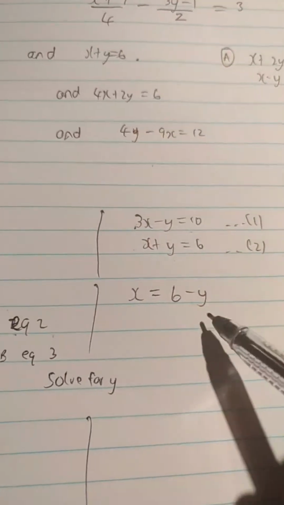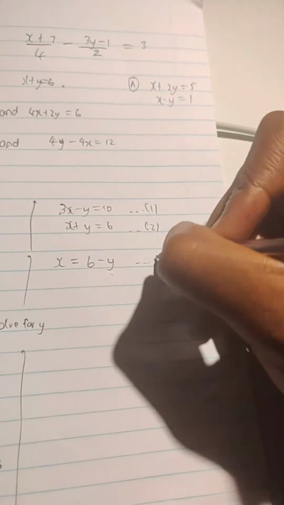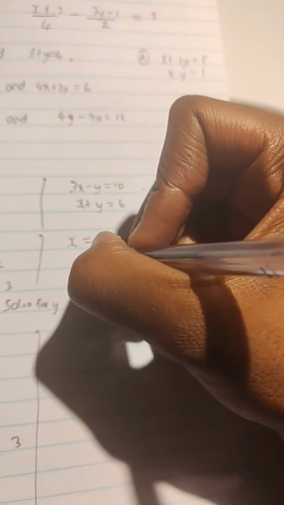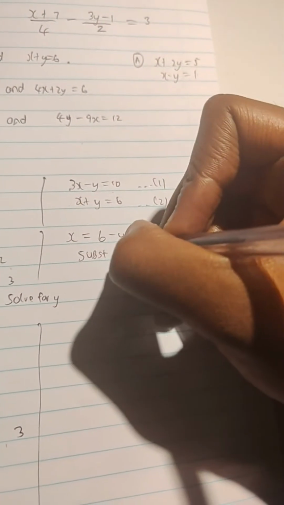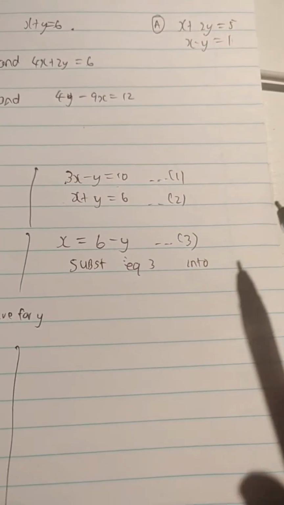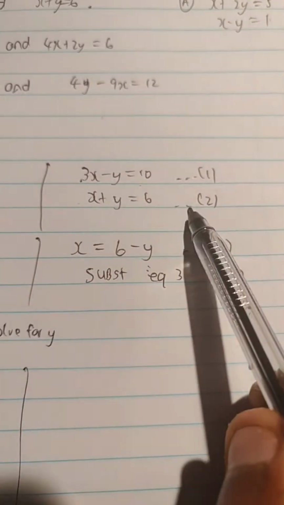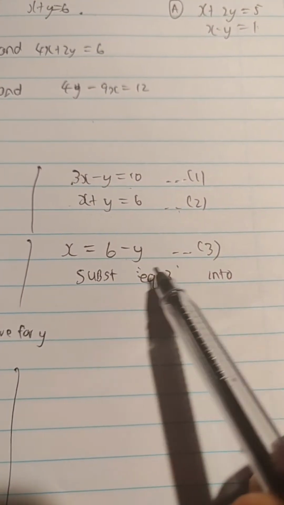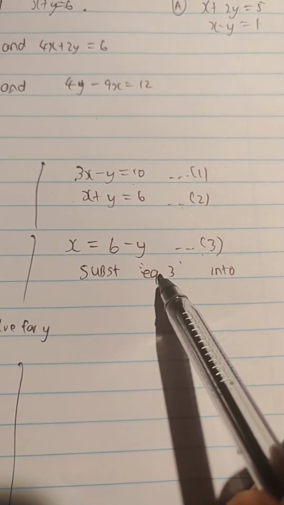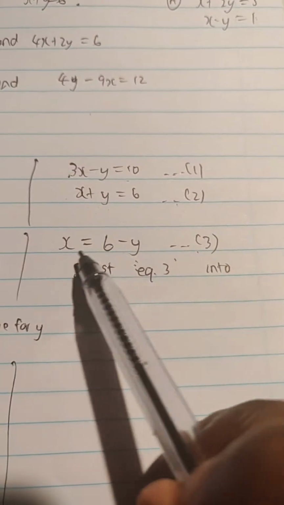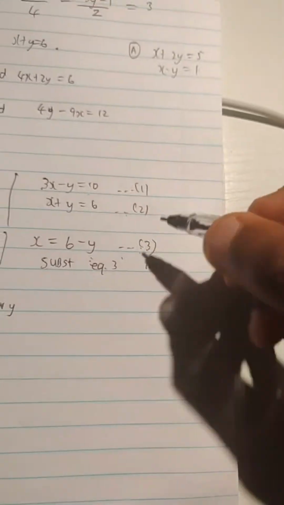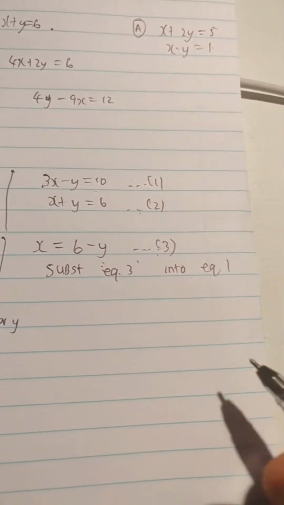Take the y over, becomes negative y. We want to say this is equation 3. Then we are going to substitute equation 3 into the equation that we did not touch. So we used equation 2 to write equation 3. We are going to substitute this equation in equation what? Not equation 2, because it's the same equation as equation 3. We're going to substitute equation 3 into equation 1.